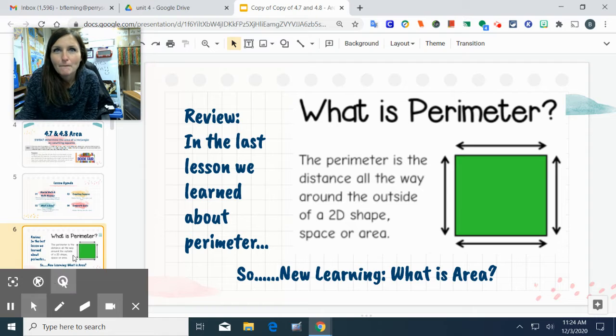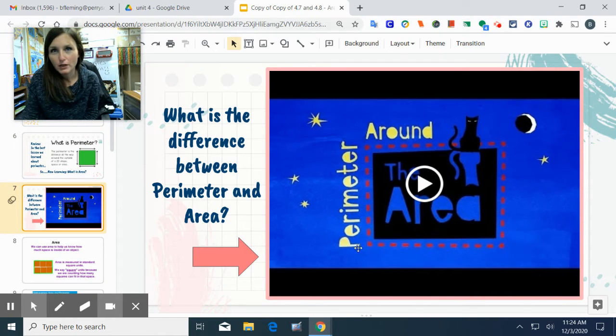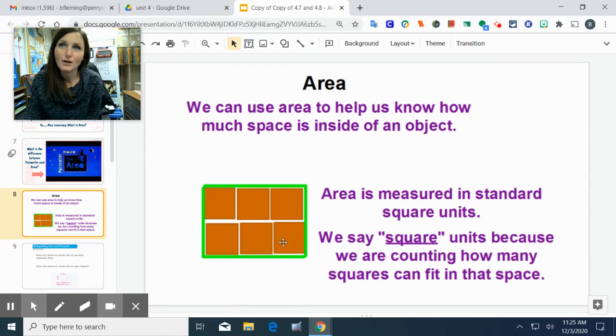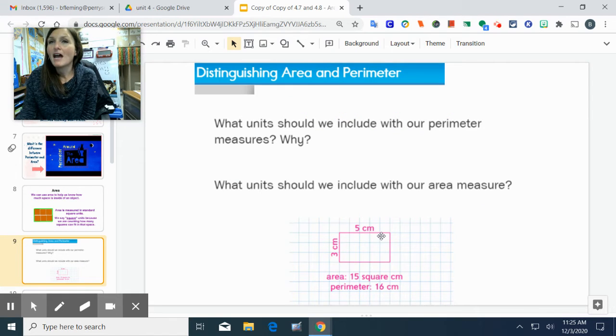So what is our new learning? What is area? Well, I'm going to have you watch this video, and it's going to tell you a little bit about the difference between perimeter and area. Because the area is the inside. We're counting these squares. It's how much space is on the inside of the object. And we count those in standard square units. We called it square units because we were actually counting how many squares can fit in the space. When we think of the squares, we can think of it as square inches, square centimeters, square feet. It depends on what we're measuring.